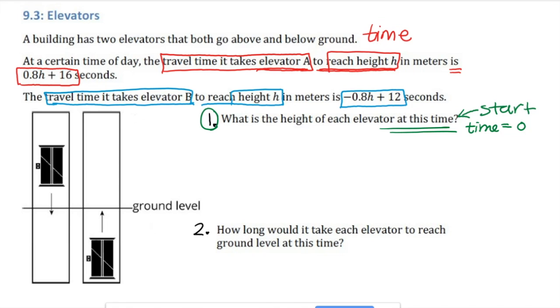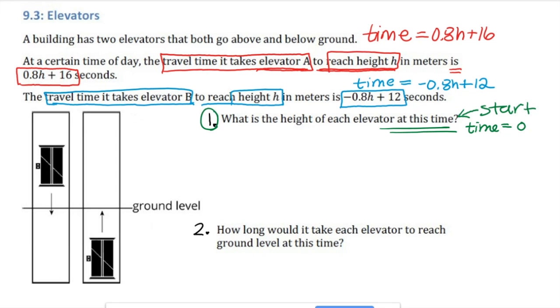So whenever we see "is," we know there's an equal sign. So the time is equal to 0.8h plus 16. Same thing goes for elevator B. The time it takes to reach height h is negative 0.8h plus 12.